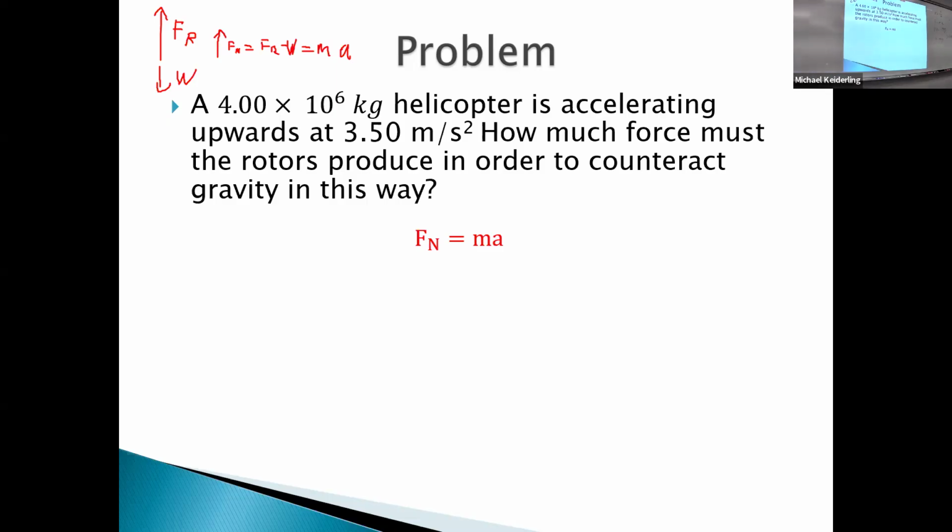So, the net force is mass times acceleration. And that's going to be the force of the rotors minus the weight. So I'll let you think about that for a little while.